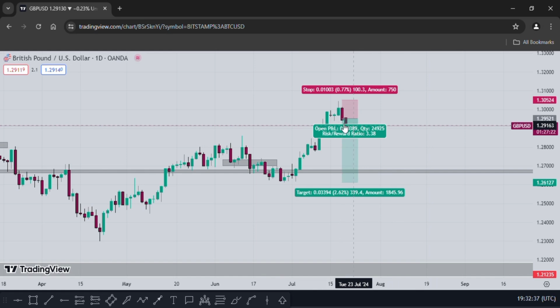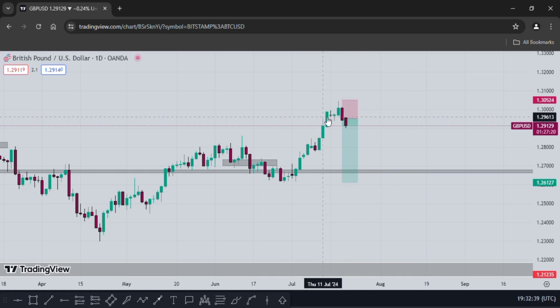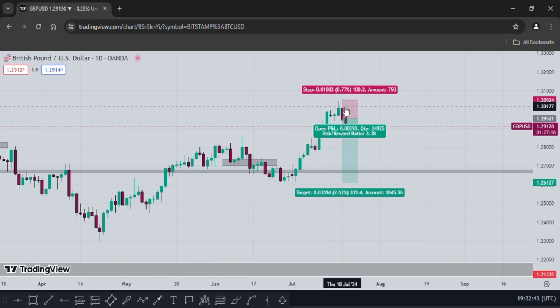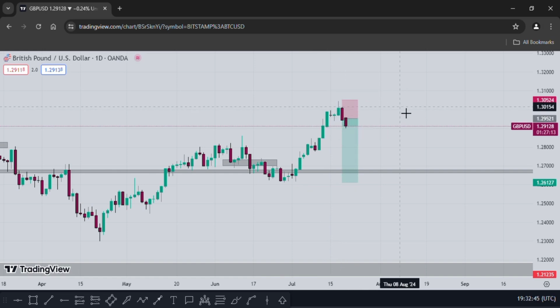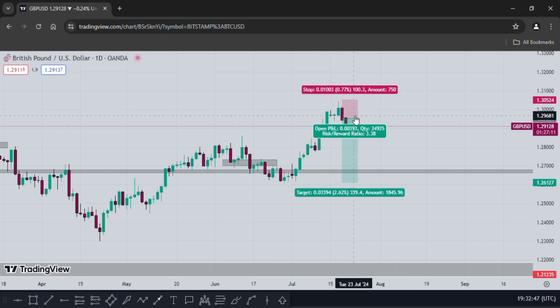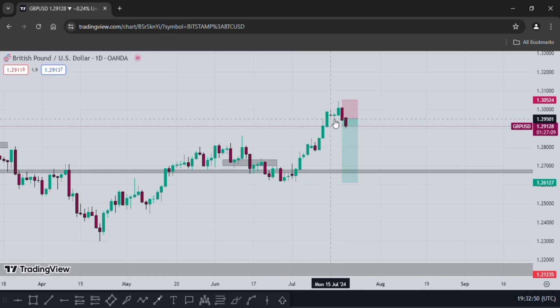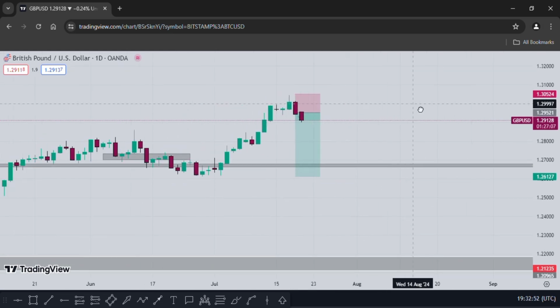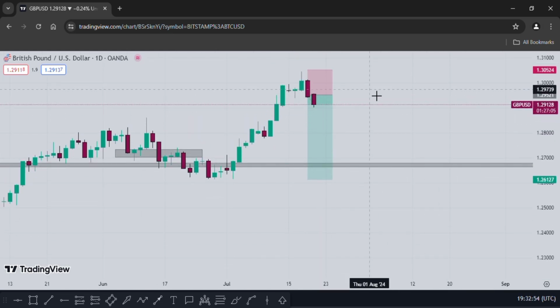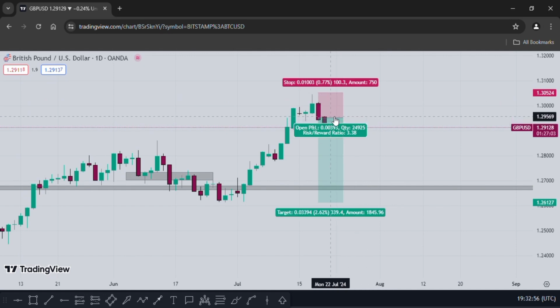It took this market how many days to reverse? This is where it came from: 1, 2, 3, 4 days. Then there was a bearish candle close here, showing that the bears are already present in this market. So that's where I entered, before the candle closed. That is where I made my entry here.